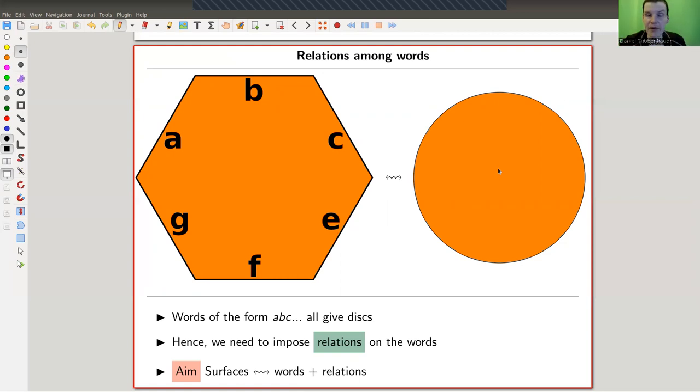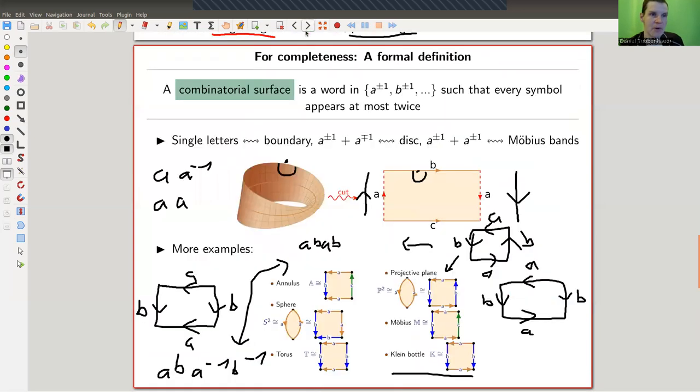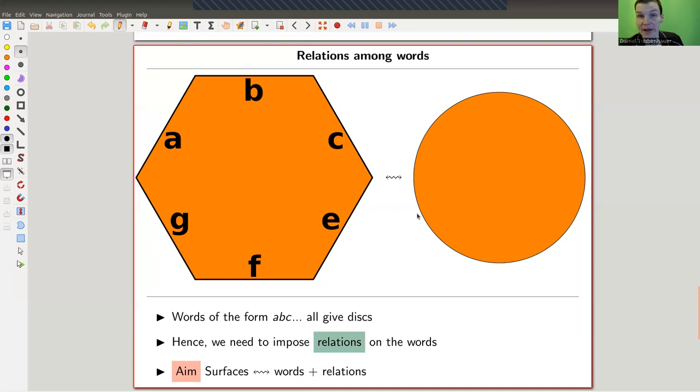So what we really need in order to complete this description of a combinatorial surface is words and relations as well. What we can do right now is, if I write down a word, you can produce a surface. But it could be that I write down two different words and they give the same surface, and we simply can't tell right now. Here was another example on my first slide. Here we had A A inverse, which gives a sphere, and we had B C C inverse B inverse, which also gives a sphere. So we certainly need some relation among the words to make it precise, and that will be the content of the next video.